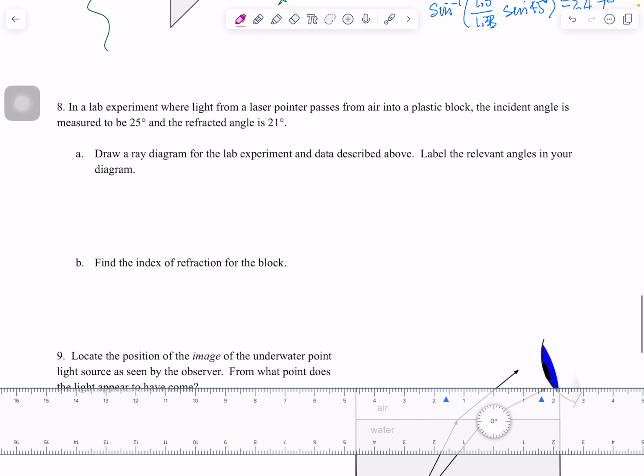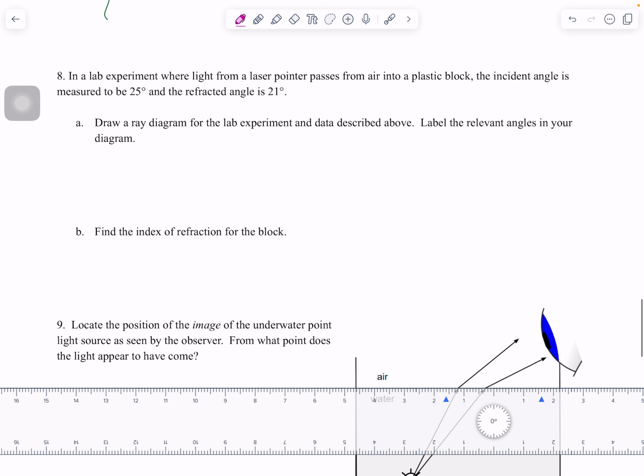Okay, in a lab experiment, where light from a laser pointer passes from air into a plastic block, the incident angle is measured to be 25 degrees. The refracted angle is 21. So draw a ray diagram for the lab experiment. So I've got a block. It's the first thing I do. Actually, I'll make my block more massive. I'm going to do a blue block. First thing I do is I draw a normal.